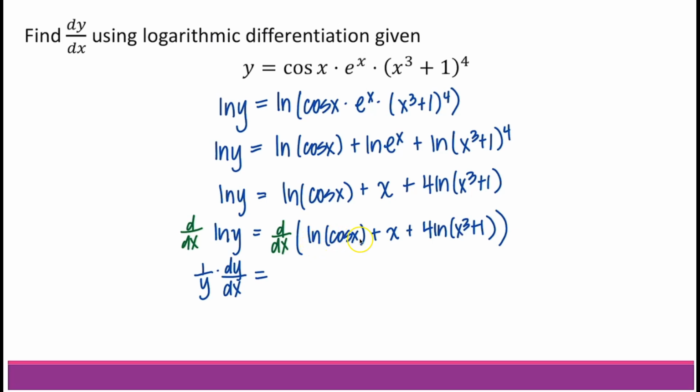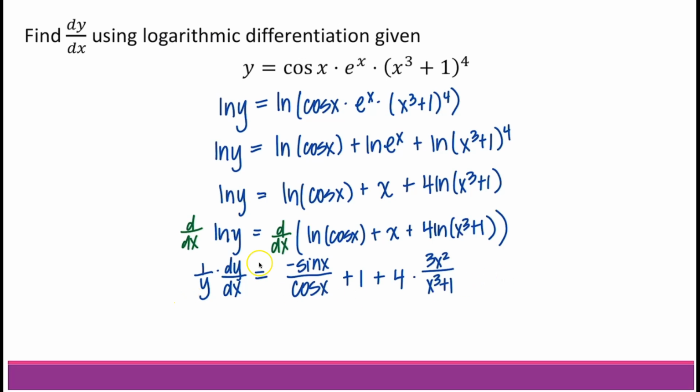And so the derivative of natural log of cosine x, we're going to put the inside in the denominator. So we're going to have cosine x, and then its derivative goes in the numerator from the chain rule. So we'll have negative sine x, and then the derivative of x, that's just 1. And then plus, over here, I'm going to leave that 4 in front, and then the derivative of natural log of x cubed plus 1, again, the inside goes in the denominator, so x cubed plus 1, and then its derivative, 3x squared, from the chain rule, goes in the numerator.